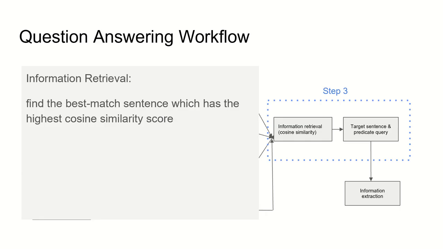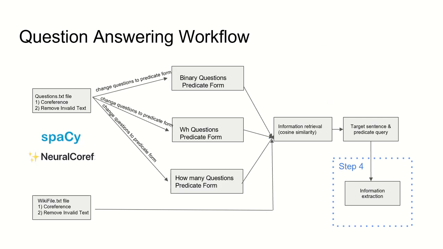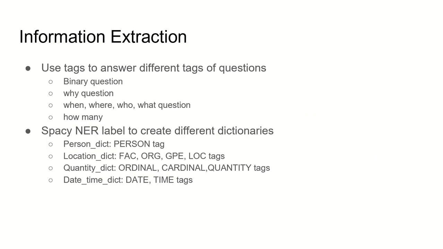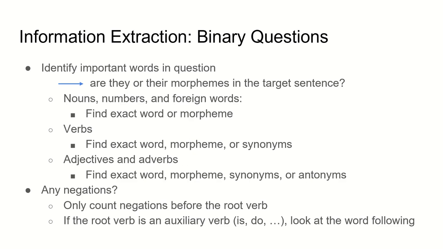In step 3, we find the best matching sentence which has the highest cosine similarity score. In step 4, we create different methods to answer each type of question. To identify different question types, we use the tags mentioned earlier. For each target sentence, we use spaCy NER labels to create dictionaries, and go to the target dictionary to find the final answer. For instance, if the question tag is who, we will go to the person dictionary to find the answer.